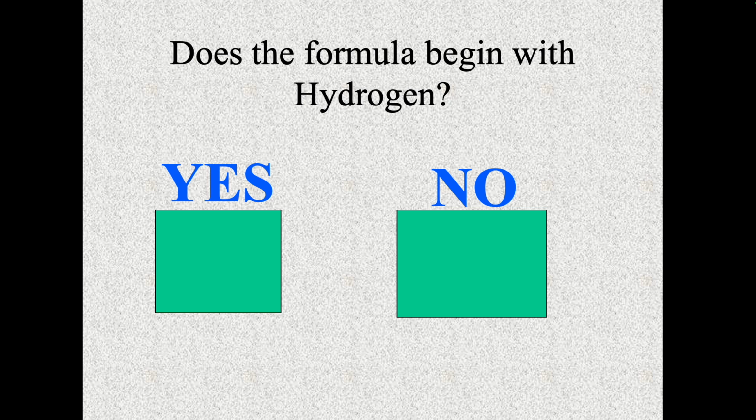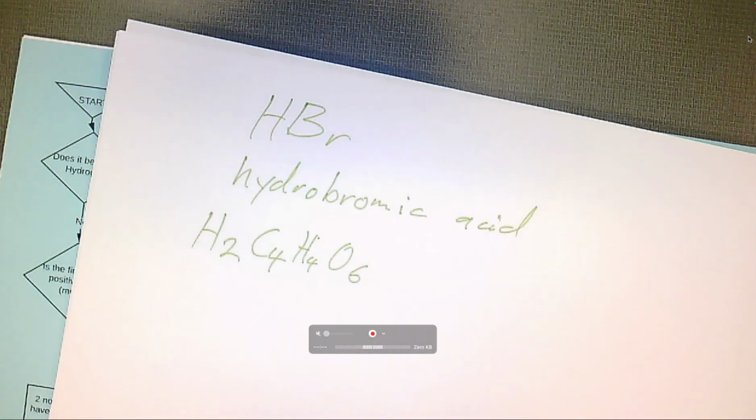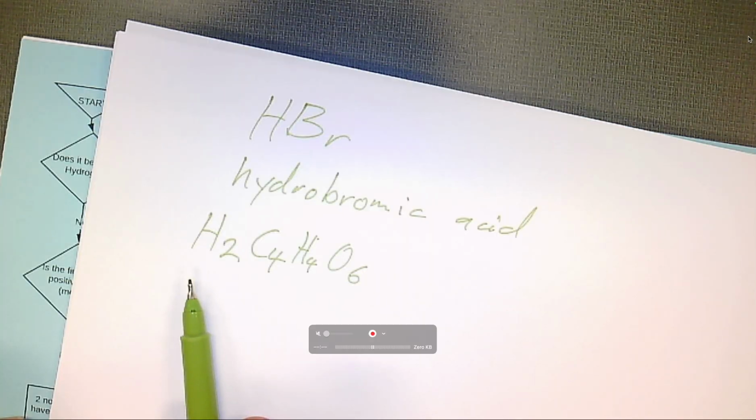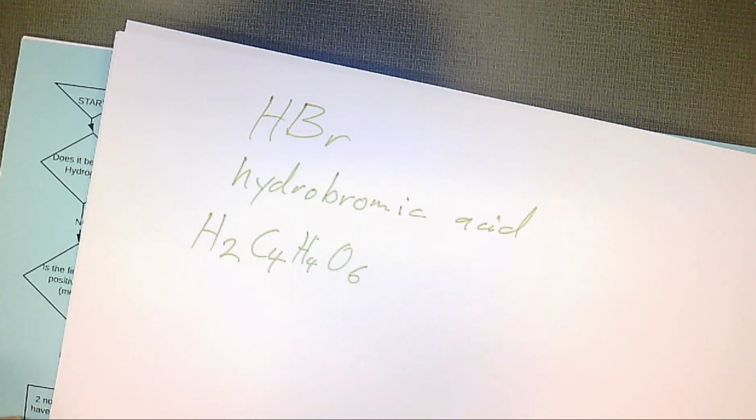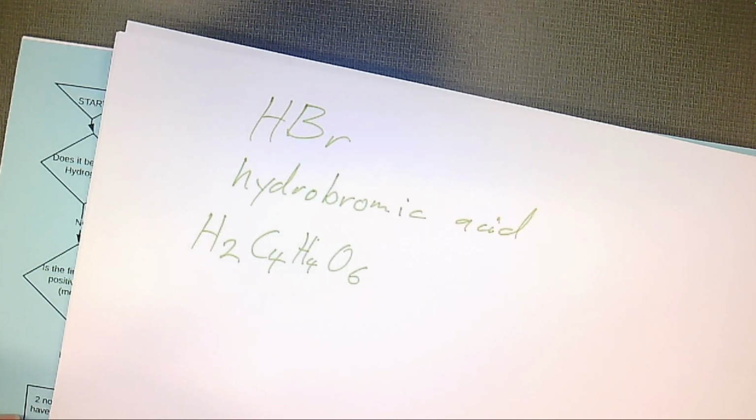All right. Okay, let's do this one. All right, the next one we're going to do, and all we're going to do are acids today. The example we are going to do now will be H2C4H4O6. Go ahead and write that down.